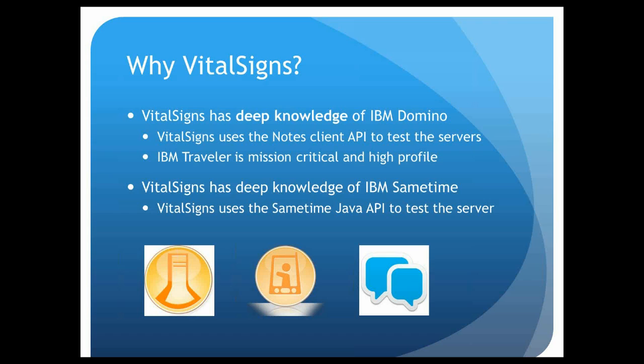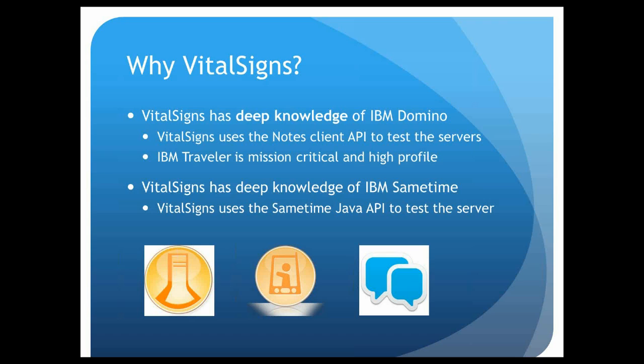If you have an environment that is IBM-centric, then VitalSigns is one of the logical choices, because VitalSigns has a very deep knowledge of IBM Domino. The monitoring tool actually uses the Notes client API to test the servers to make sure that they're responsive, and as far as the server is concerned, VitalSigns is just another Notes user out there on the network. You don't have to install anything on any of the servers. It doesn't change your production environment in any way.